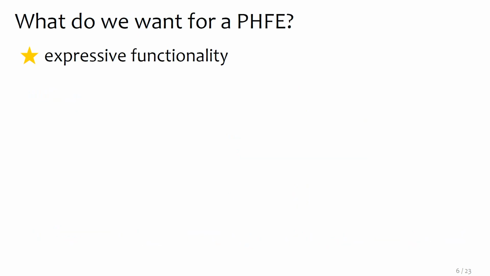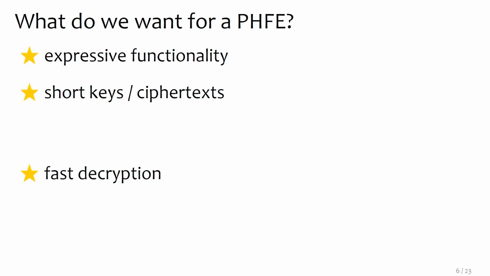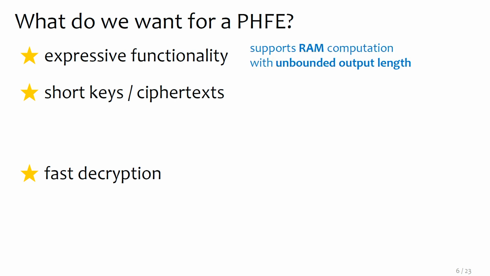So what do we want for PHFE? We want it to support expressive functionality. We want short keys and short ciphertext. We also want fast decryption. Actually, these goals are not disparate, but closely connected. You have to choose a correct way to express the functionality to provide the baseline of the encoding size and the decryption time. So here we aim for a RAM computation with unbounded output length, which means the output length could be as long as the computation time.